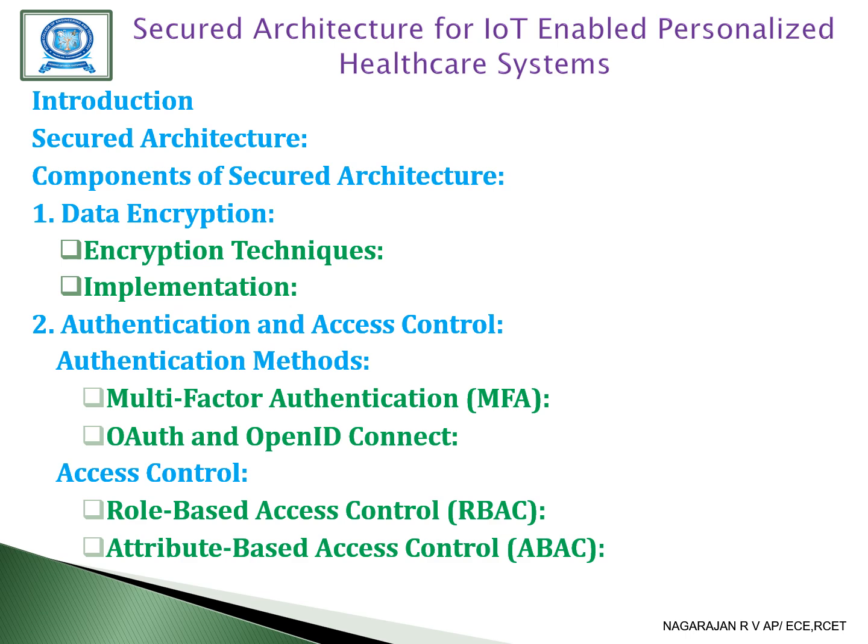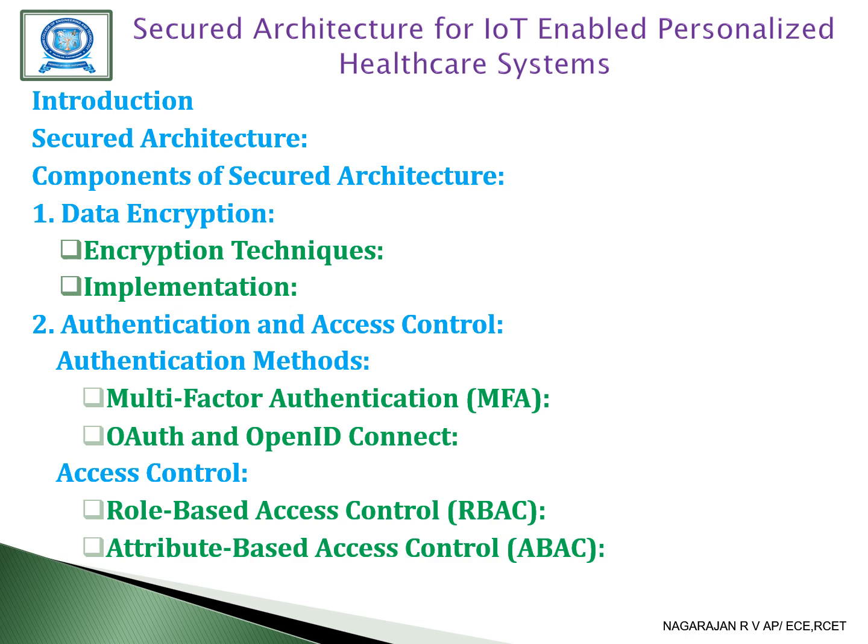And next, implementation. Encrypt data stored on devices and transmitted over the network to protect it from unauthorized access. For example, encrypting health records and communication between IoT devices and cloud services. The second component is authentication and access control.